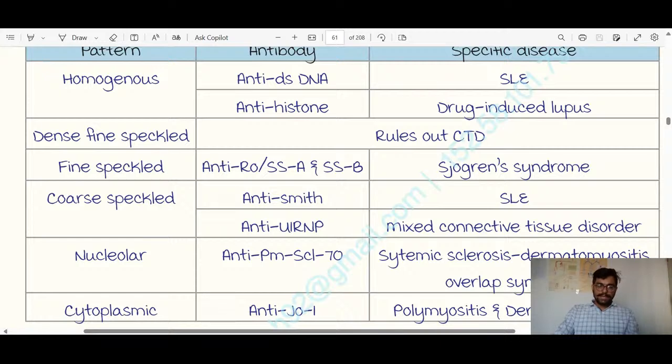Dense fine speckled rules out CTD, connective tissue disorder. Fine speckled: anti-Ro and SSA, SSB, Sjogren syndrome. Coarse speckled: anti-Smith, SLE will be a winner. Anti-U1RNP: mixed connective tissue disorder. Nucleolar: anti-PM-Scl, Scl-70, systemic sclerosis, dermatomyositis, overlap syndrome. Cytoplasmic: anti-Jo-1, polymyositis, dermatomyositis.